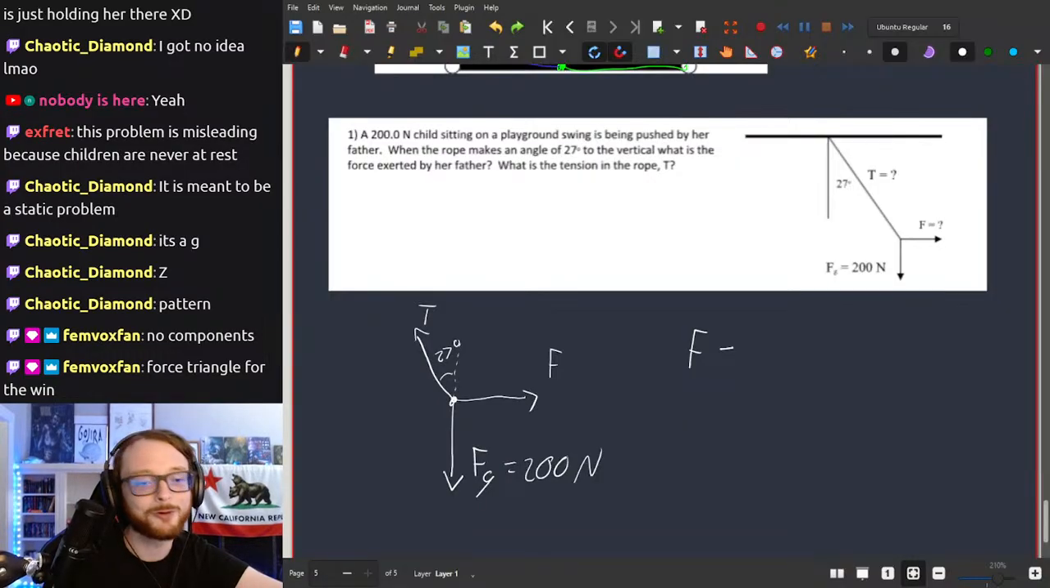Oh, I never learned force triangles. I don't know how they work. It would be a quicker way of doing this though, right? I'm going to do it the slow, old-fashioned way.